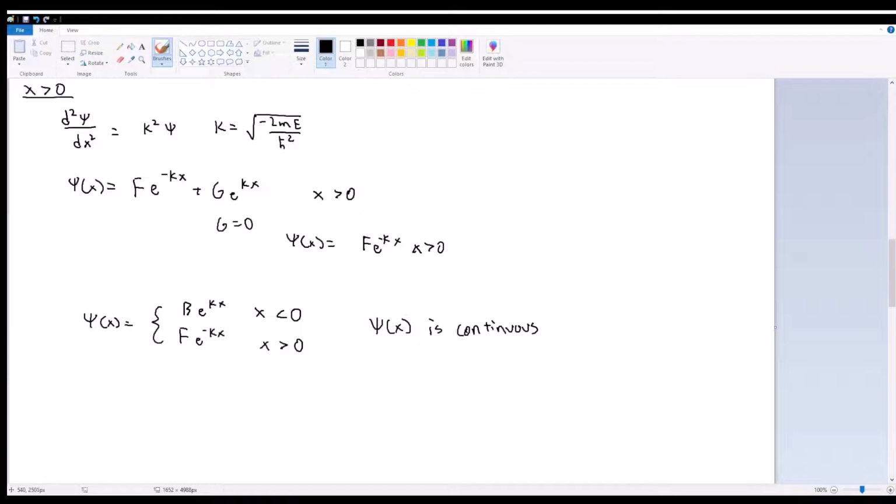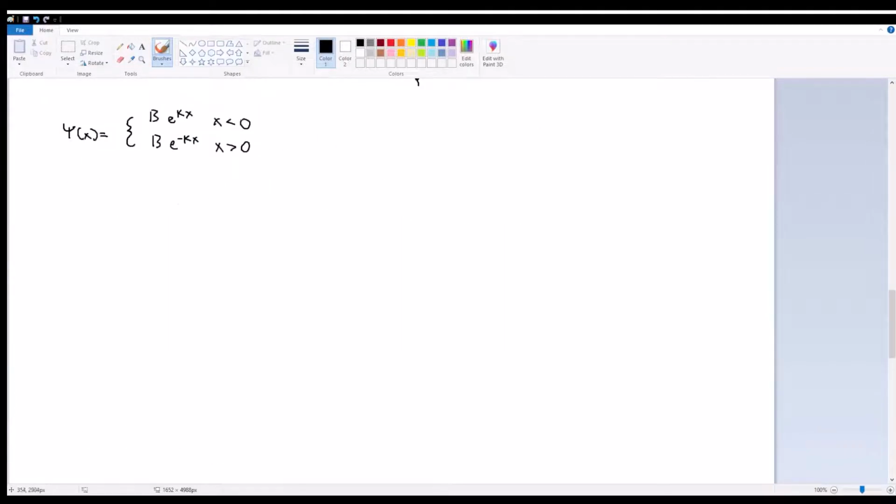If we look at this, the point of discontinuity is at x equals 0. At x equals 0, both exponentials just go to 1. So what we have left is that b has to equal f. Otherwise, psi of x won't be continuous. So psi of x is actually equal to, let's just say they're both equal to b, b times e to the kx when x is less than 0, and b e to the negative kx when x is greater than 0. If we graph this out, it's just going to be an exponential decay on both sides of the y-axis. It's going to look something like this, where you have an exponential decay that goes out like this, and an exponential decay that goes out like this.